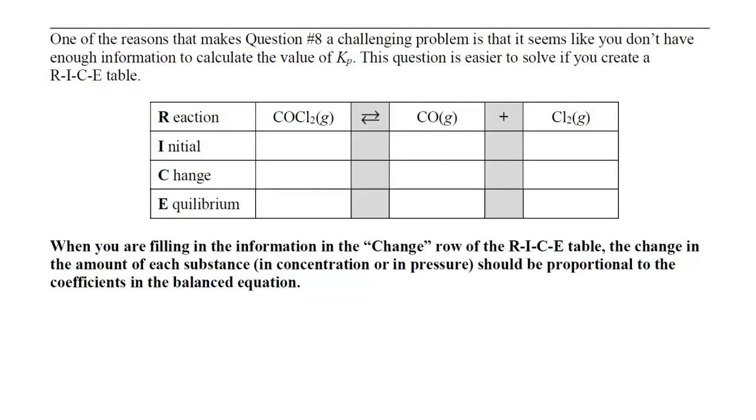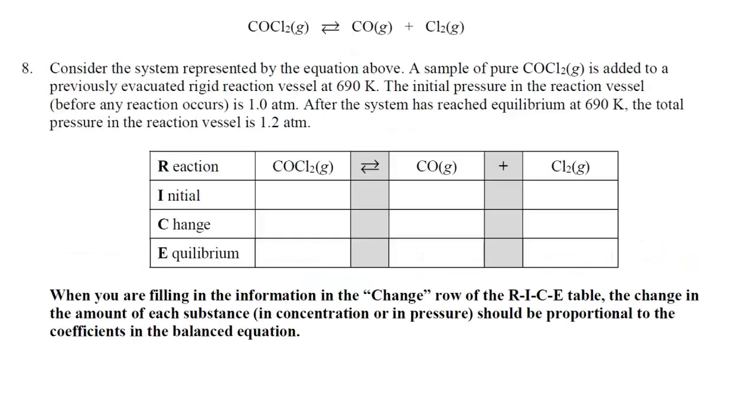So when equilibrium has been achieved, what are the values for either the concentration or the partial pressure of each substance? So let's begin. Based on the information that we have, what are the initial conditions? And it says that a sample of pure COCl2 gas is added to a previously evacuated rigid reaction vessel at 690 Kelvin. Now, since COCl2 is the only gas that was mentioned, that was added to this reaction vessel, we can assume that at the very beginning, there is no carbon monoxide, or CO, and there is no chlorine, or Cl2, present in the reaction vessel.